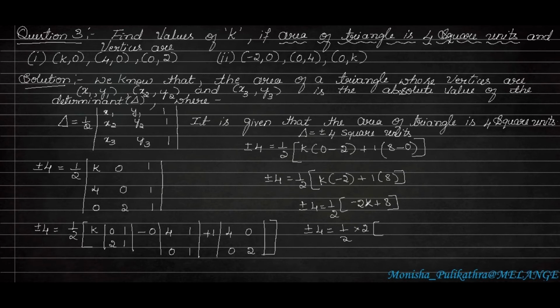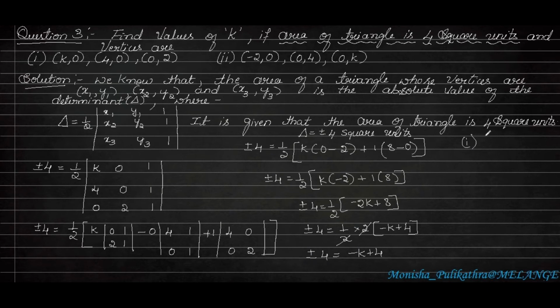So when I take 2 common, the remaining will be minus k plus 2 4s are 8, so minus k plus 4. This 2 gets cancelled. So remaining will be plus or minus 4 is equal to minus k plus 4. I have already told you the area of triangle will be plus or minus. So in the first case it can be plus 4 and in the second case it can be minus 4.